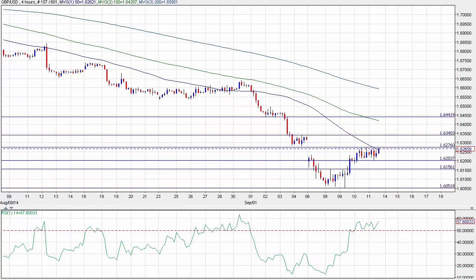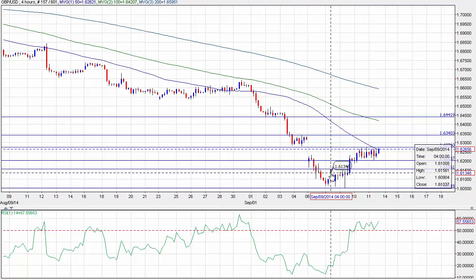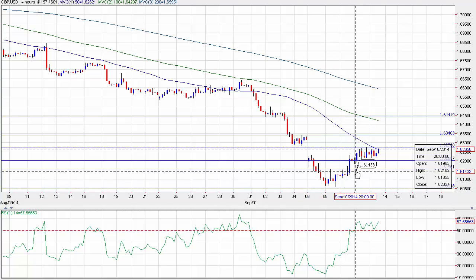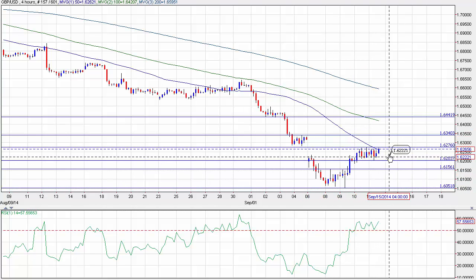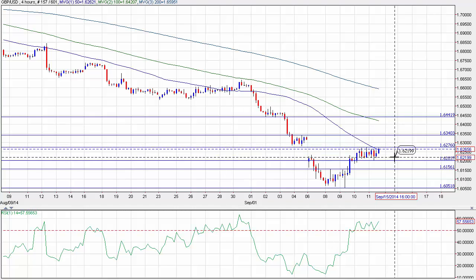Pound dollar is already in a bullish correction. When we look at the 4-hour chart, we see that price found a bottom above 1.6051 when it broke above 1.6156. And after this price bottom, cable is consolidating now between 1.6276 and 1.6204.